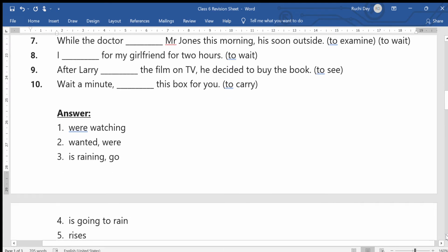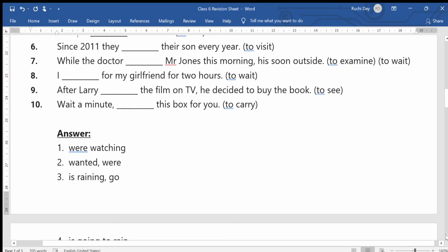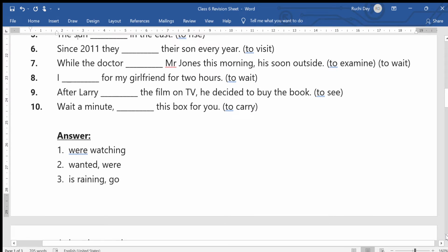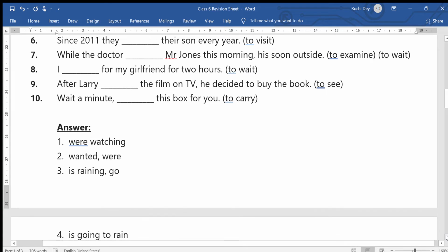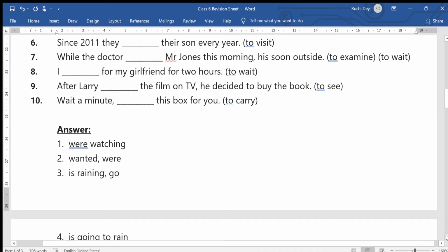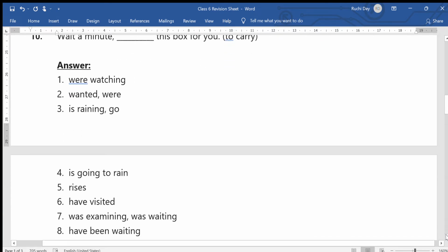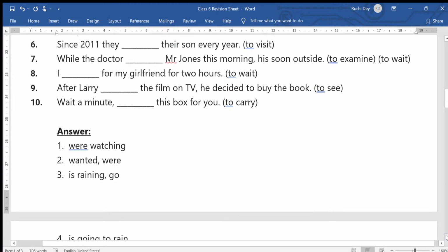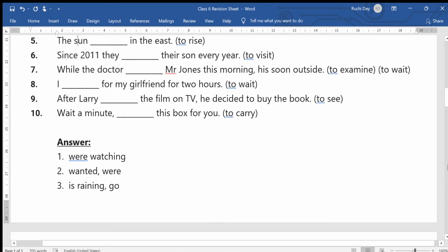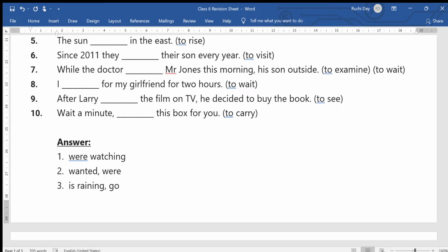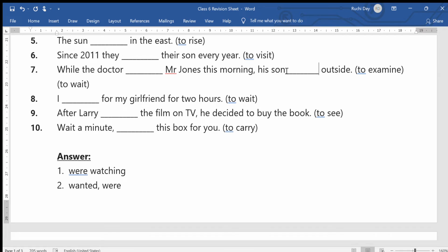While the doctor dashed Mr. Jones this morning, his son outside. Now, to examine, to wait. While the doctor was examining Mr. Jones this morning, his son was waiting outside. There's an error here which I can find. His son. Let me just skip this here and let's put a blank here. His son was waiting outside.